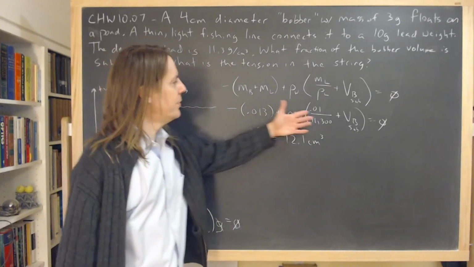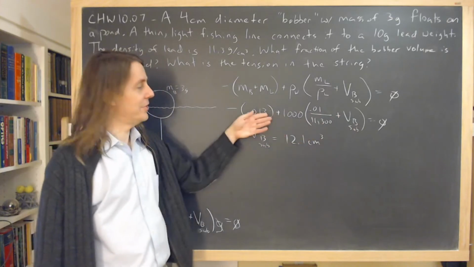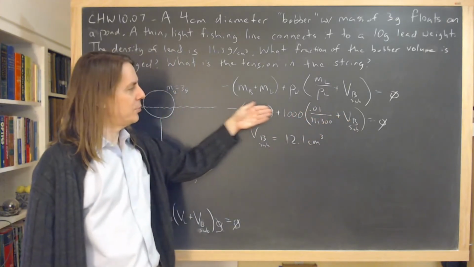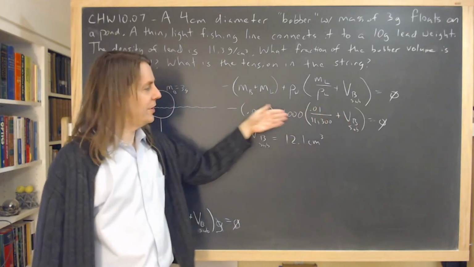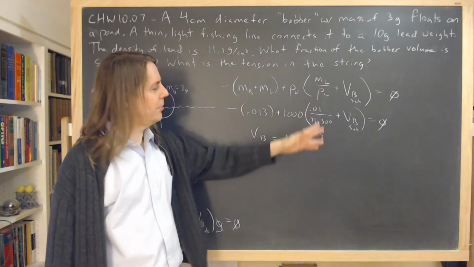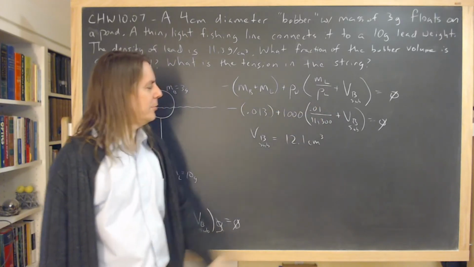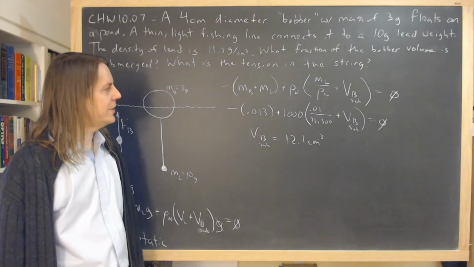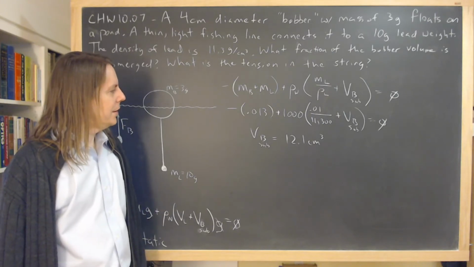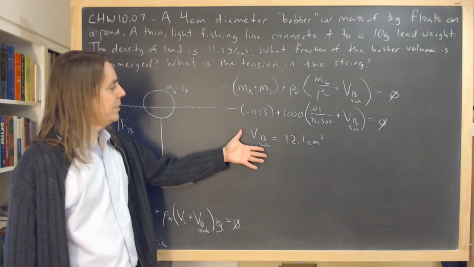And if you solve this equation, you get a very small number because that's in meters cubed. But here I went ahead and converted to centimeters cubed, so a factor of 10 to the 6 different there. Okay, so now we have the volume of the bobber that is submerged.